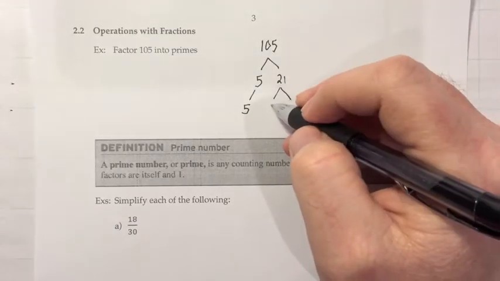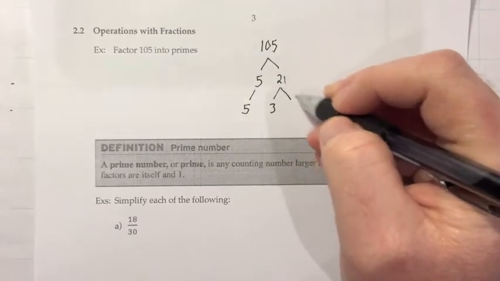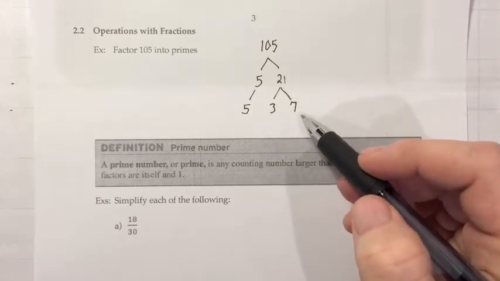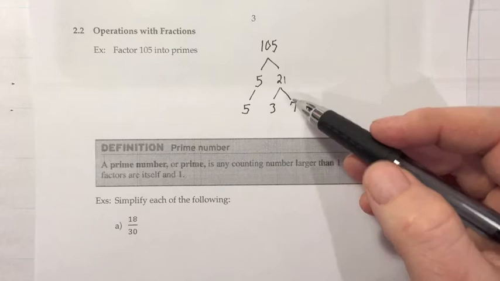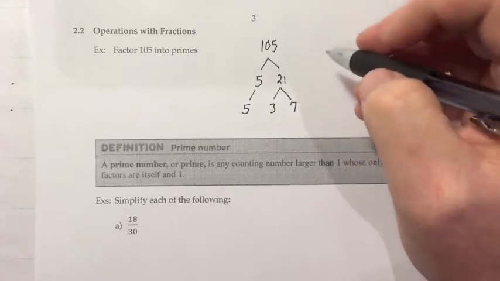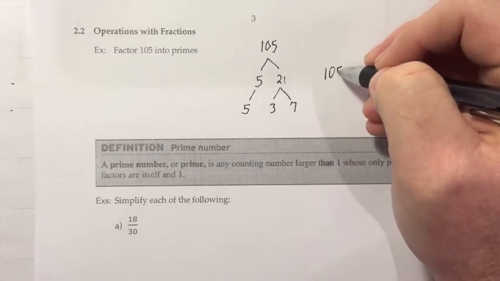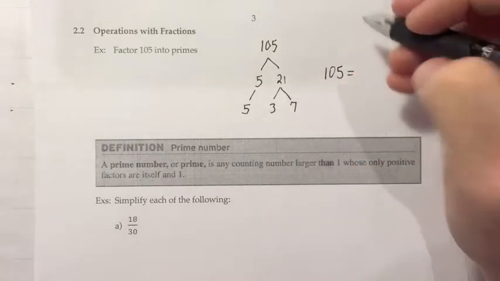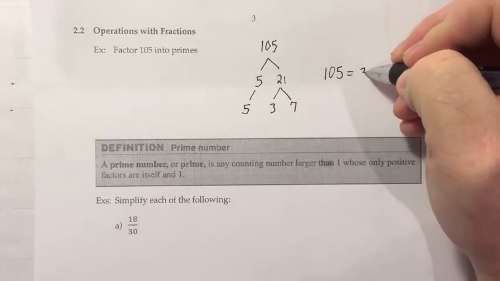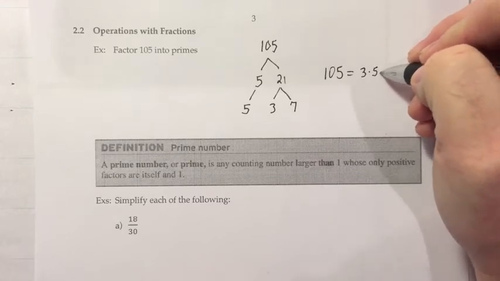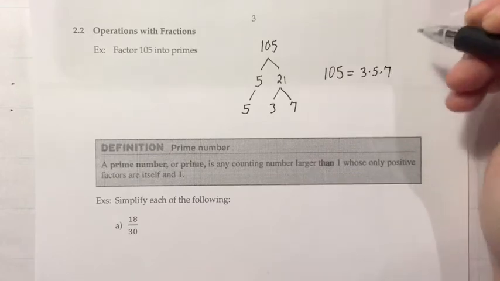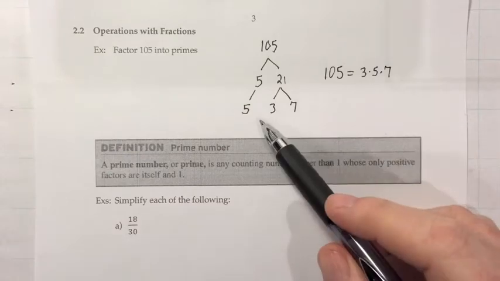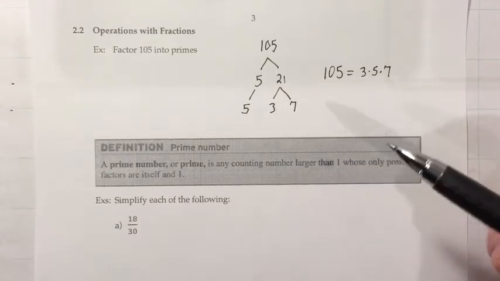And 3 goes into 21, and 3 goes into 21 7 times. And 3 is prime, and 7 is prime. So now I'm done with the work, though I haven't actually answered the question. So factoring a number into primes means to rewrite it as a product of primes. So after you've done the tree, you should write 105 is equal to 3 times 5 times 7. It's fairly standard to put the primes in order, but it's not a right-wrong issue. So if you just wrote 5 times 3 times 7, that would be fine as well.